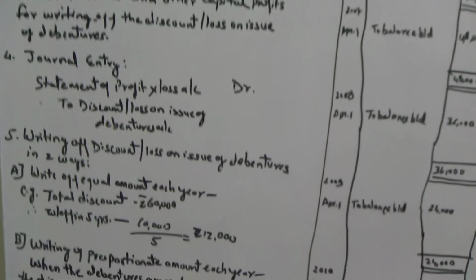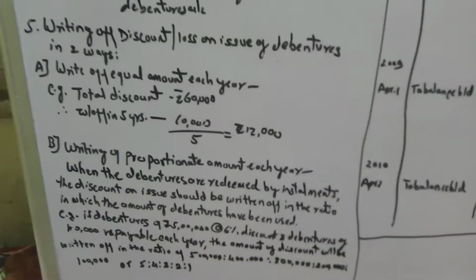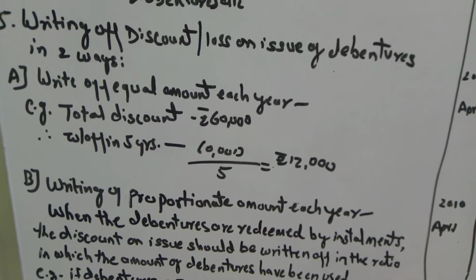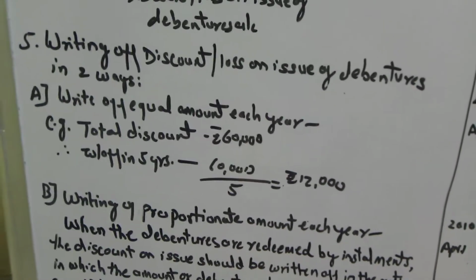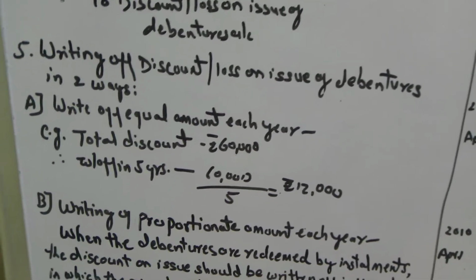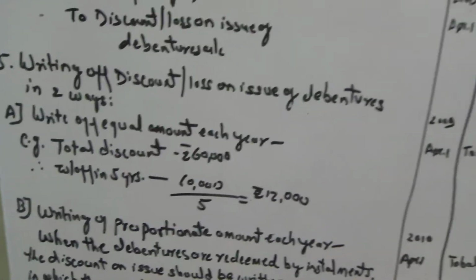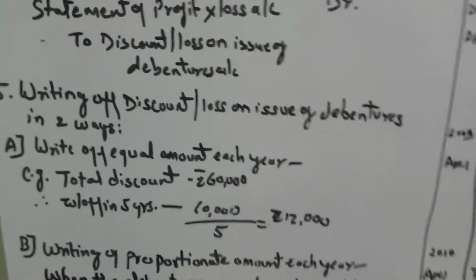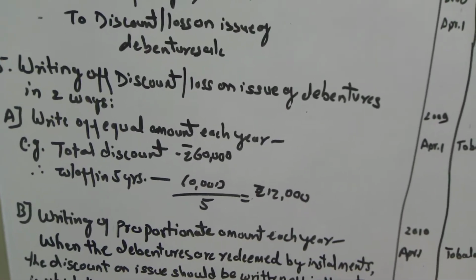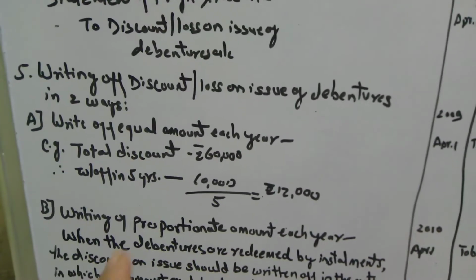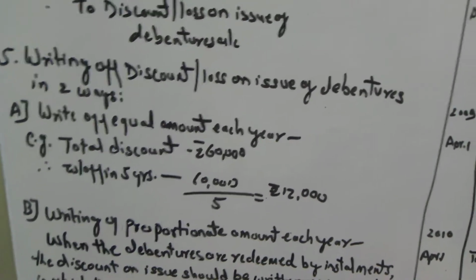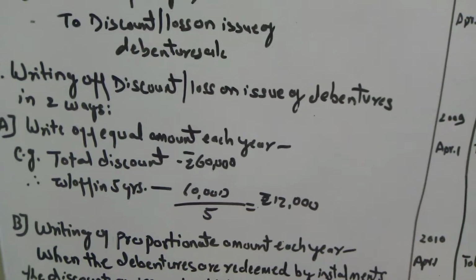Now, writing off of debentures can be done in two ways. First, you can write off an equal amount each year. For understanding purposes, I have taken an assumption that let's say the total discount is 60,000 and it is asked in the question that the discount has to be written off in 5 years. This W/O is the short form of written off. So it has to be written off in 5 years as mentioned in the question.